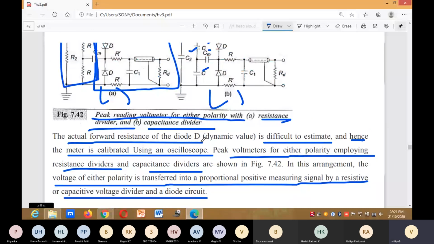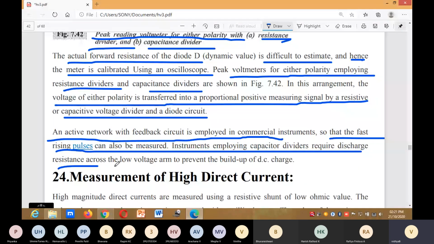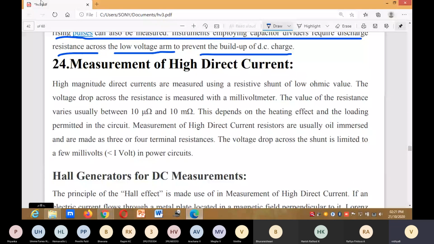Next, an active network with a feedback circuit is employed in commercial instruments so that fast rising pulses can also be measured. Instruments employing capacitor dividers require a discharge resistance across the low voltage arm to prevent the building up of DC charge. Next topic is measurement of high direct current.